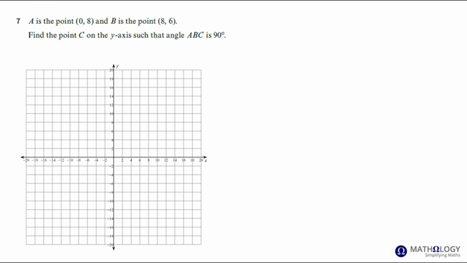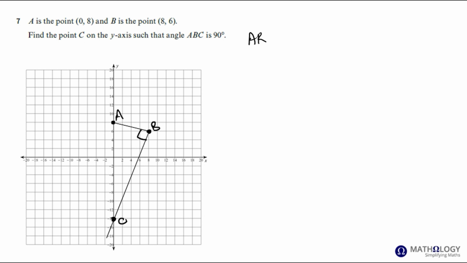A is the point (0, 8) and B is the point (8, 6). Find point C on the y-axis such that angle ABC is 90 degrees. So the first thing we're going to do is plot these points and then draw a line segment perpendicular to AB. Where that line segment intersects the y-axis, that'll be point C. So angle ABC will be 90 degrees.